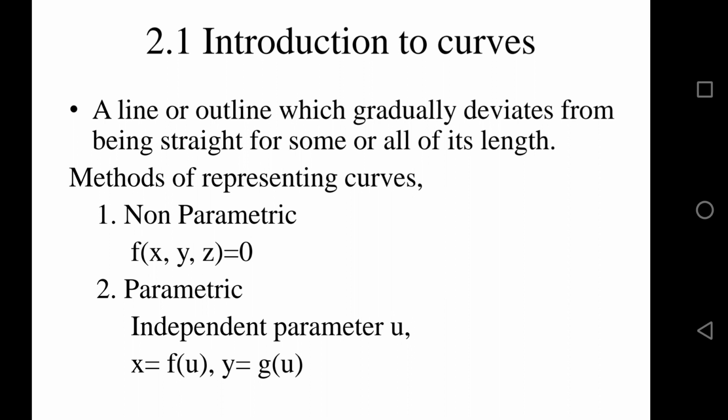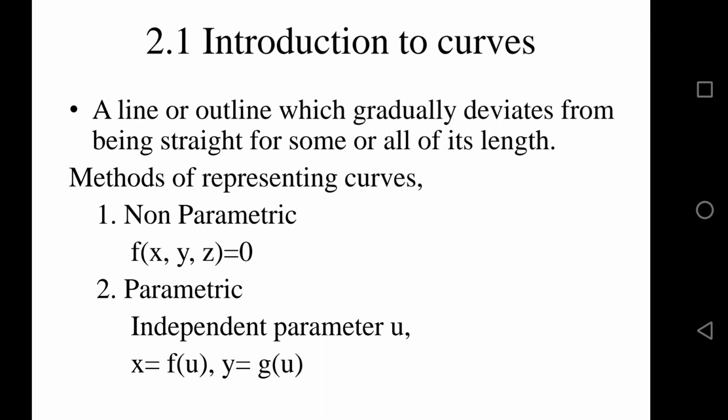I am using x, y and z also, along with an extra parameter u, which is an independent parameter to represent any point on the body or any object. This independent parameter u acts as a local coordinate for the points on the curve. In non-parametric representation, any point can be represented as a function of x, y, z. Here u is an independent parameter which is a local coordinate for the points.